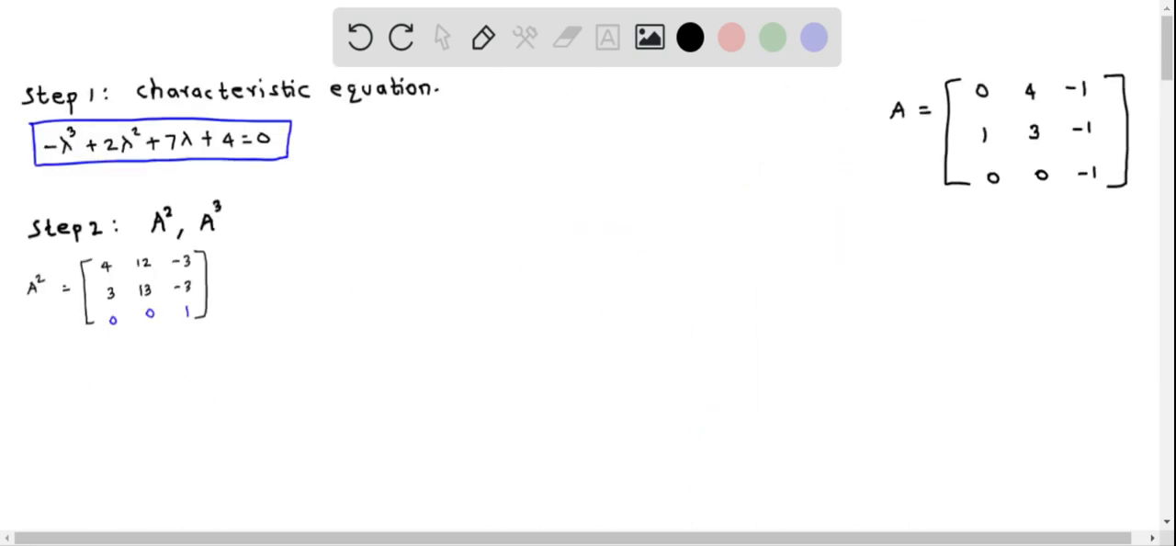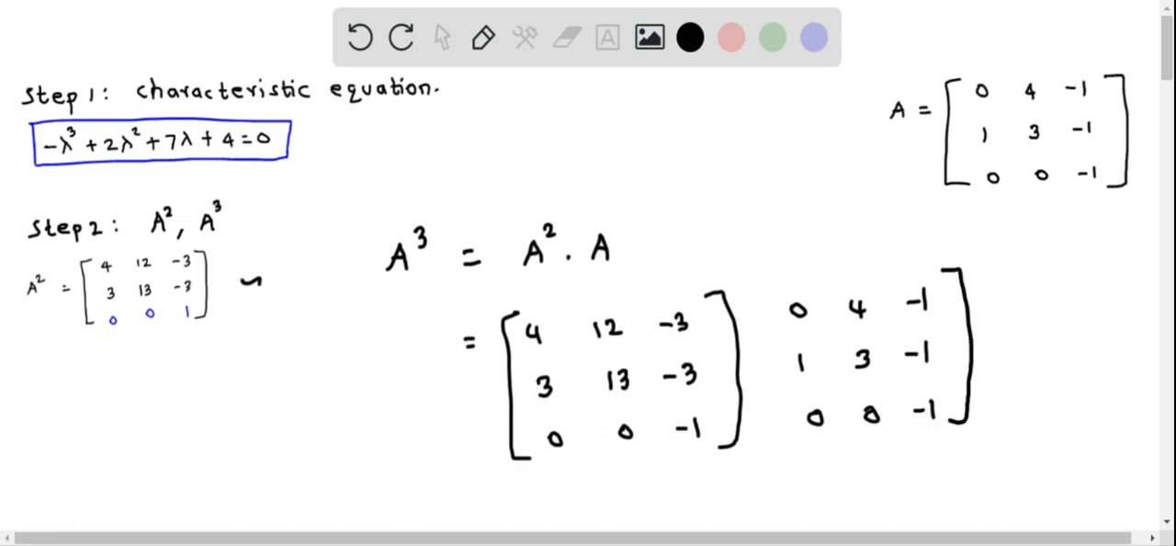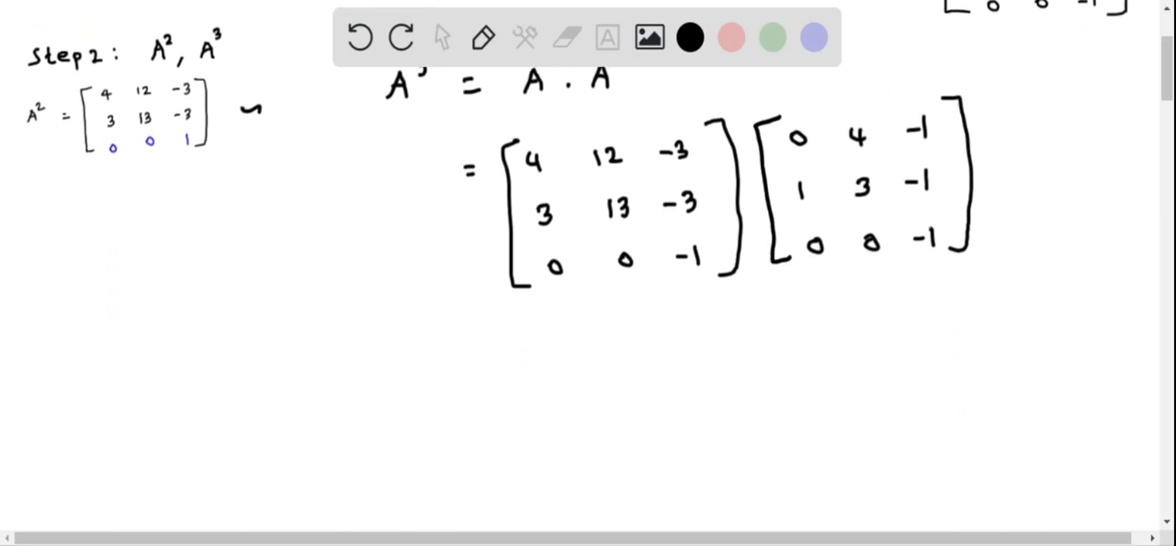Now we will determine A power 3. So A power 3 is obtained by multiplying the A power 2 matrix with A. So I'm going to replace the A power 2 matrix, that is 4, 12, negative 3, and 3, 13, negative 3, and 0, 0, negative 1. So this has to be multiplied with the A matrix. The A matrix is 0, 4, negative 1, 1, 3, negative 1, 0, 0, negative 1. So let's do the multiplication.